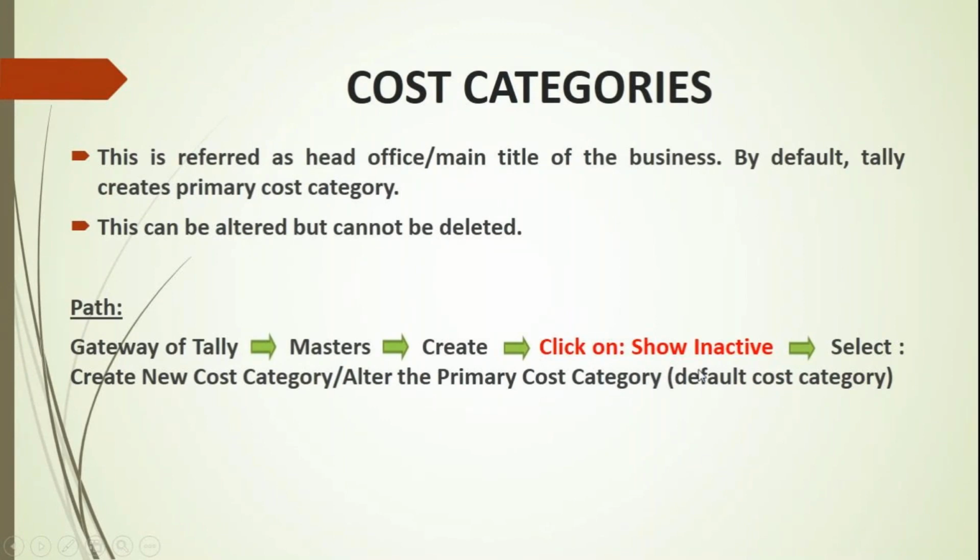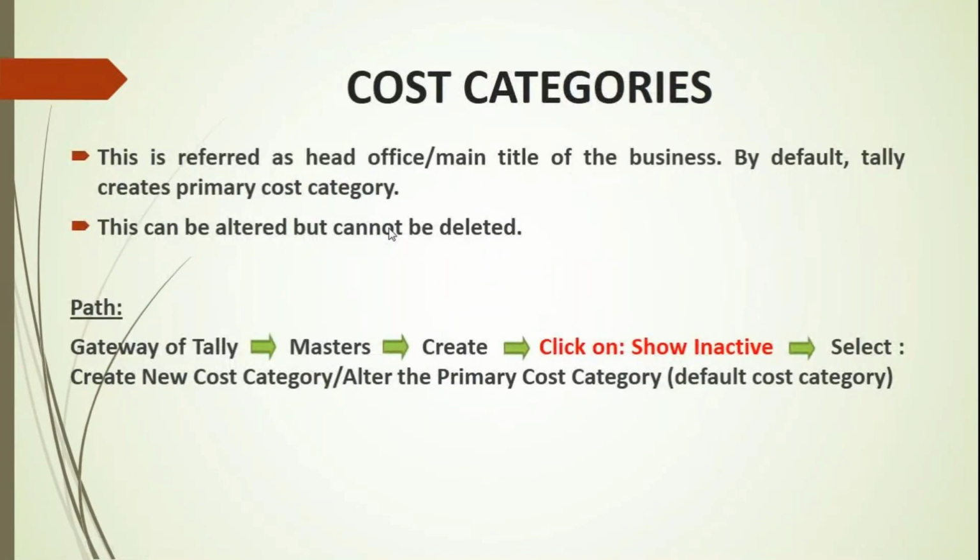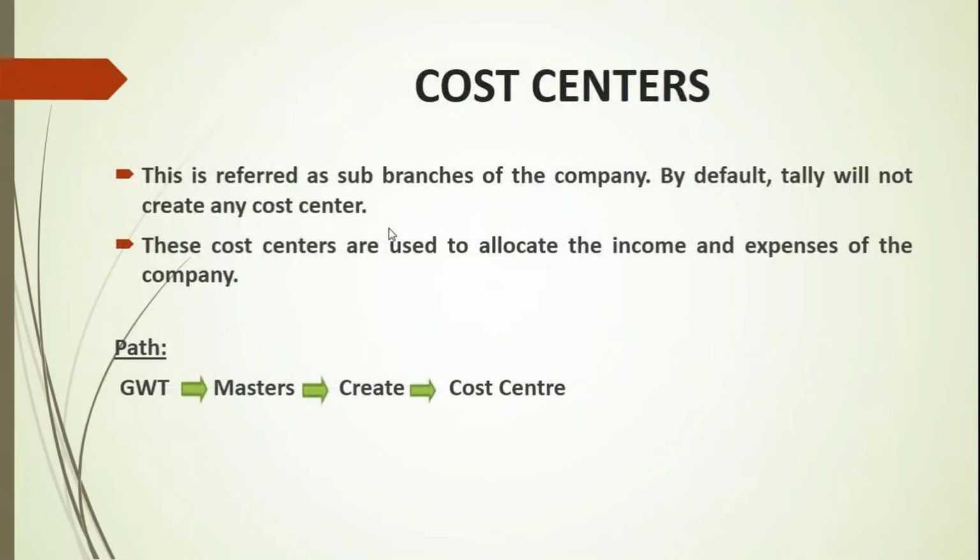I will discuss the path later, but let me explain what we mean by cost centers. Cost centers are referred to as sub-branches of the company. By default, Tally will not create any cost center. It will create the primary cost category, but Tally will not create any default cost center. And what role does a cost center play? These cost centers are used to allocate the income and the expenses of the company.